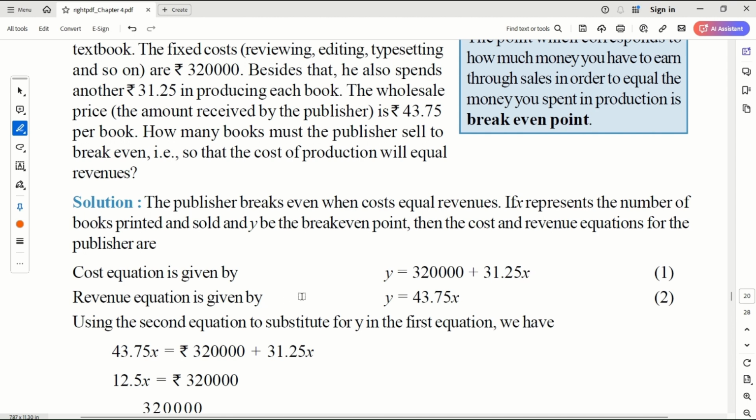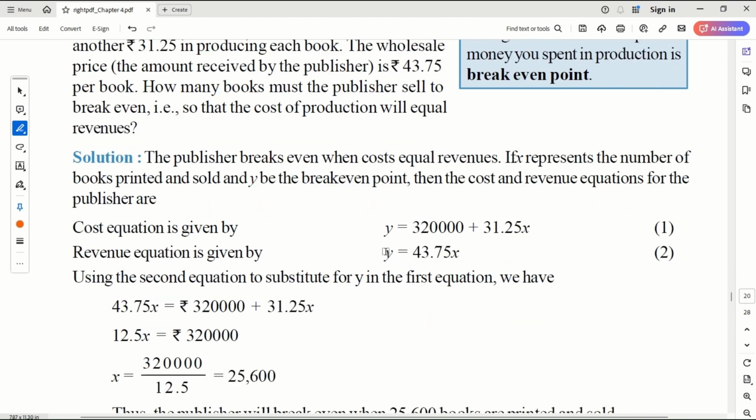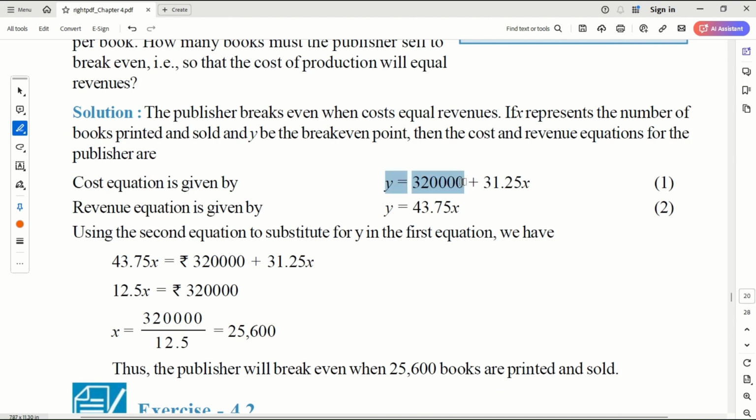Now the revenue equation: the wholesale price is 43.75 per book, so Y equal to 43.75 into X is the wholesale revenue. So this is the total cost, and he should make sure what the value of X should be such that this value is equal to this value. Equation 1. The easy method is of course elimination, because you have Y on both, or you can do the substitution method. Both sides you can equate and see. By the substitution method, once you have these equations, it's very easy to solve the problem.